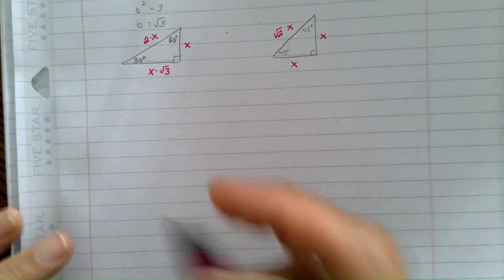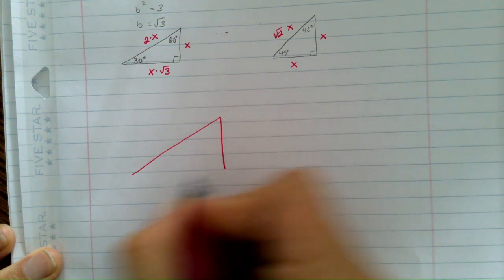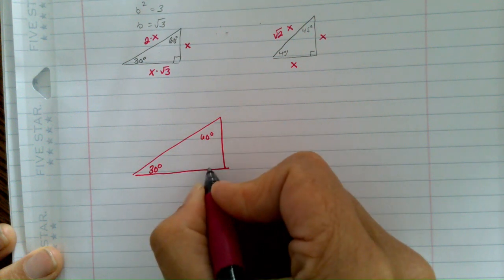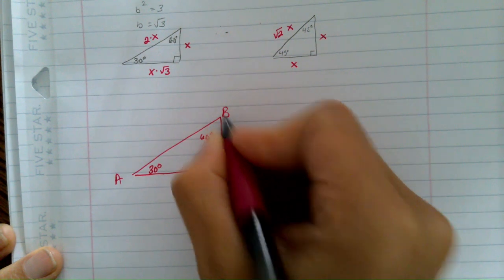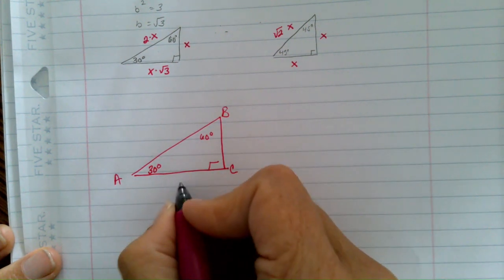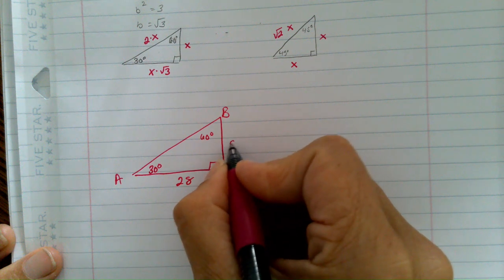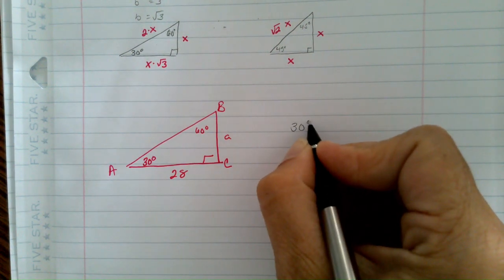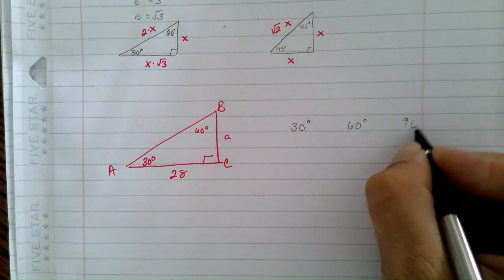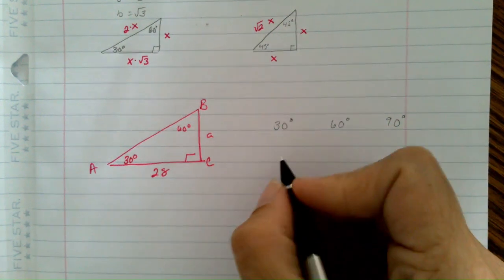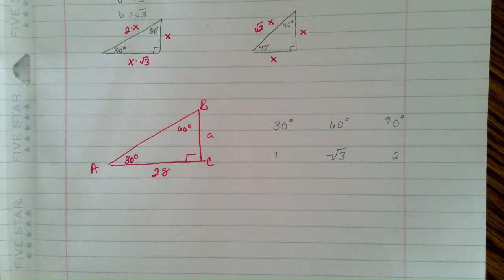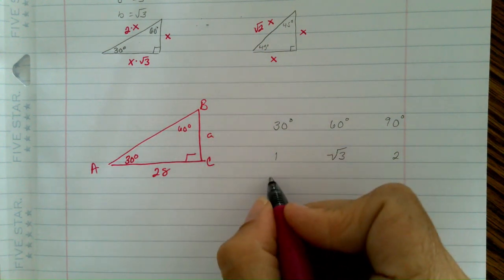Okay. So they might give you a triangle: 30, 60, 90, with sides A, B, C, and 28. Find A. They might just say that. Well, how disappointing, right? They didn't give us much. But we know we have a 30, 60, 90. So from our memorization, we know that's 1, 2, square root of 3. But from our triangle over here, 30 goes with A.